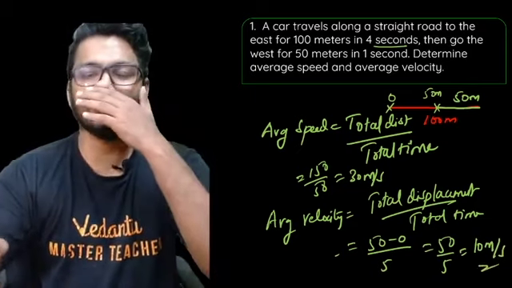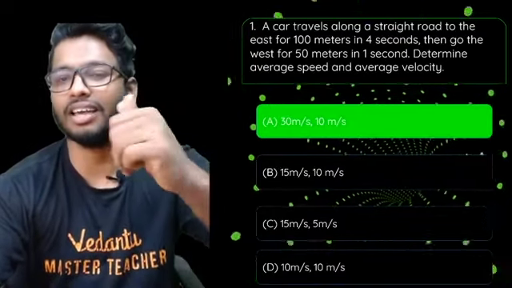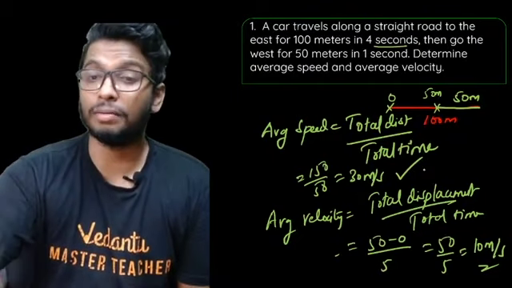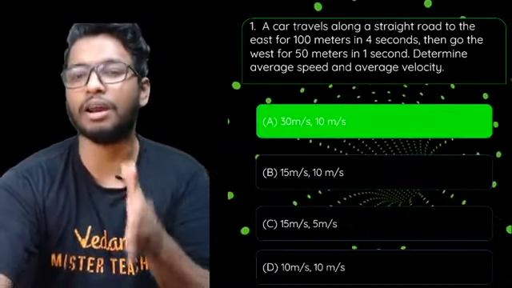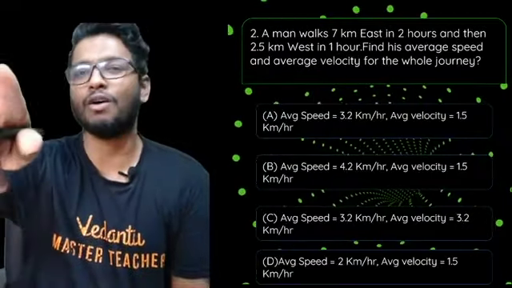That's it, guys. So that'll be the average velocity as well. So in conclusion, option number A would be the right answer, because average speed I found as 30 meter per second and average velocity I got as 10 meter per second. Simple as that. So that's it, guys. Moving on to the next question. I hope you guys understood this.